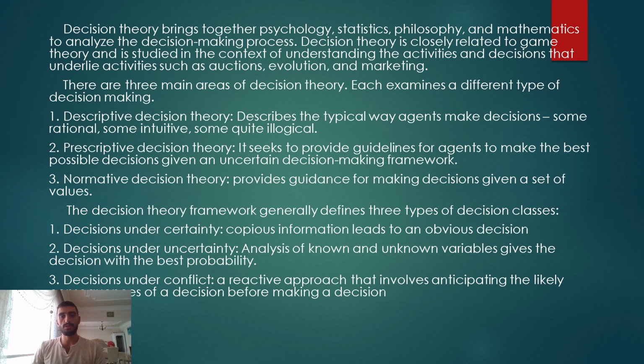This decision theory framework generally defines three types of decision classes. First one, decision under certainty. Copious information leads to an obvious decision. Second one, decision under uncertainty. Analysis of known and unknown variables gives the decision with the best probability. Third one, decision under conflict, a reactive approach that involves anticipating the likely consequence of a decision before making a decision.